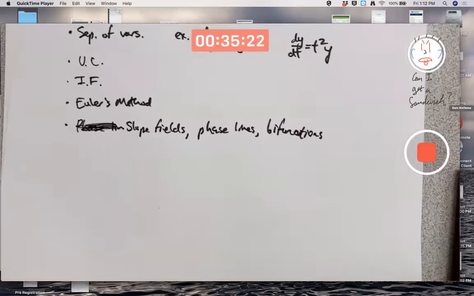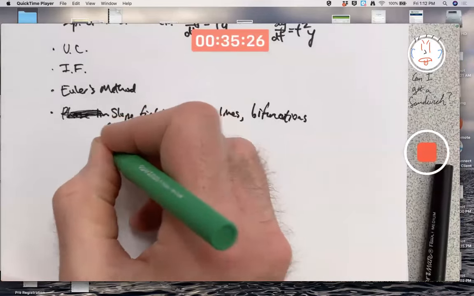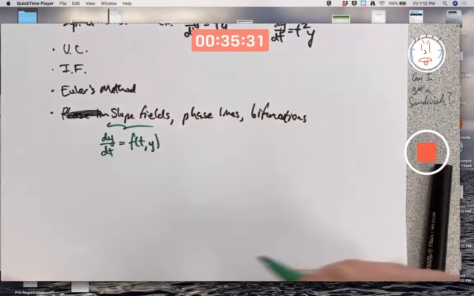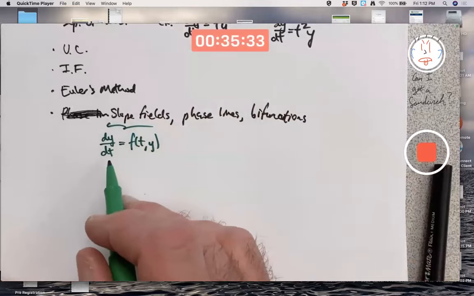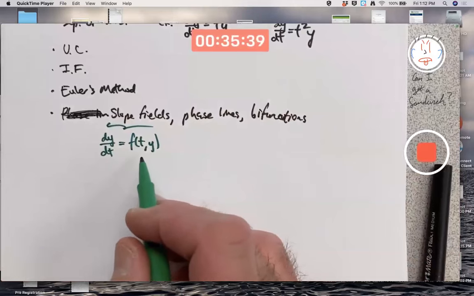Slope fields can be drawn for any kind of scalar differential equation of this form. It is a first order equation involving only a first derivative, no second derivatives. But it could be non-autonomous. You could have both y's and t's on the right-hand side. It also could be nonlinear.